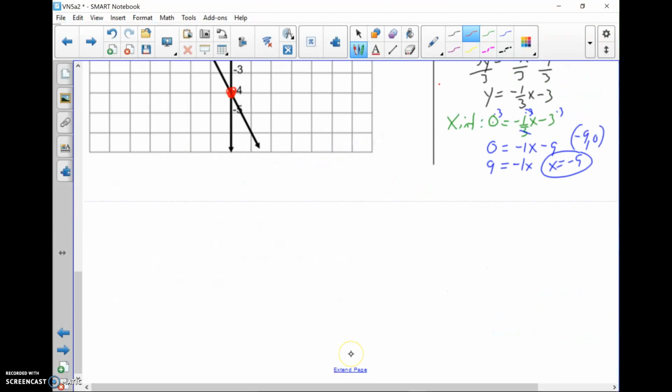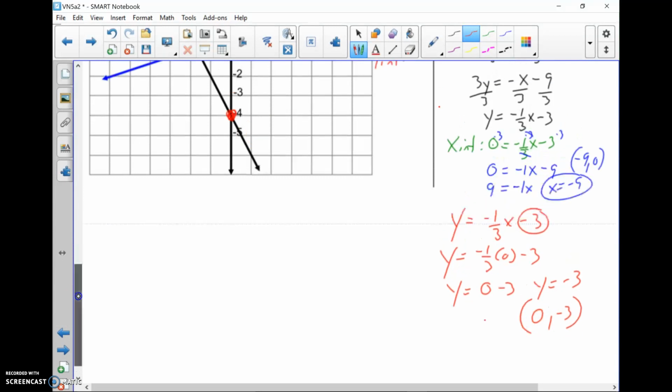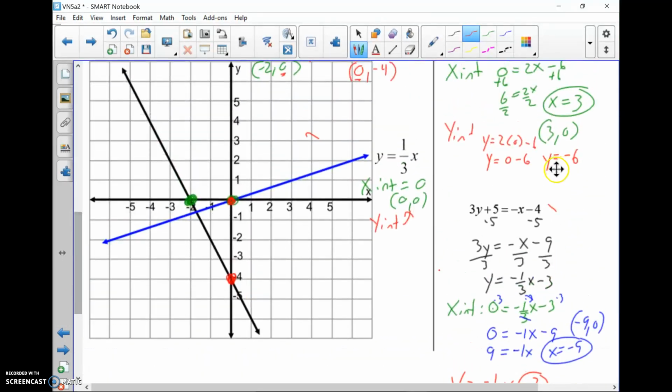Let me just extend this page and I'll do the y-intercept here. So my equation is y equals negative 1/3 x minus 3. And like I said, right there I know my y-intercept is negative 3. But I'll show the algebra: when I replace x with 0, I get y equals 0 times negative 1/3. Well, 0 times anything is 0, minus 3. And 0 minus 3 is negative 3. So that is 0 comma negative 3. The y-intercept is 0, negative 3. And this y-intercept was 0, negative 6.